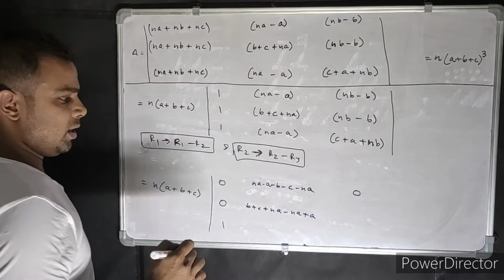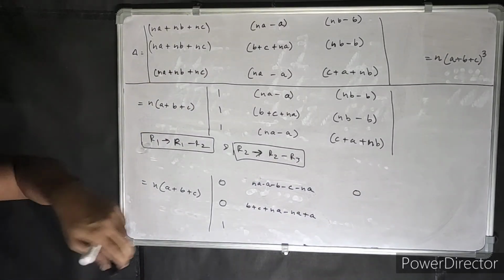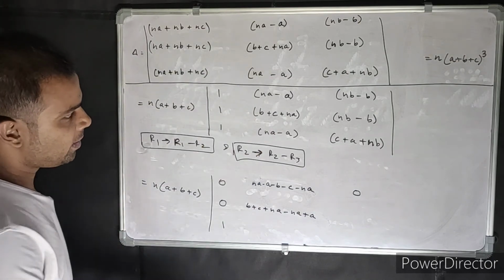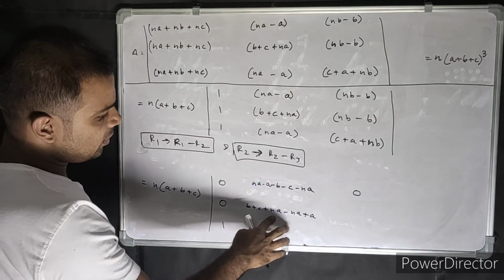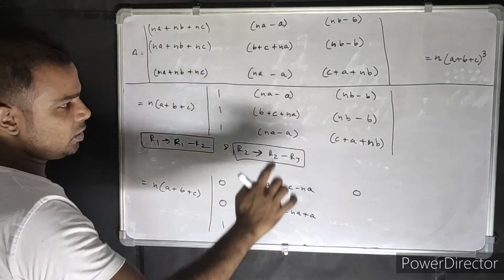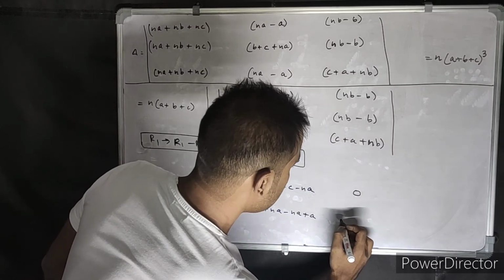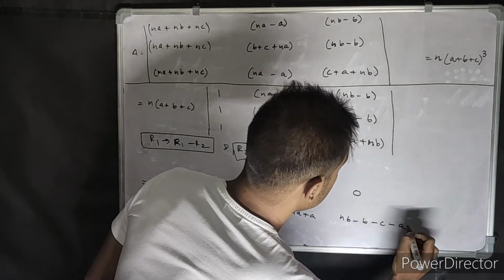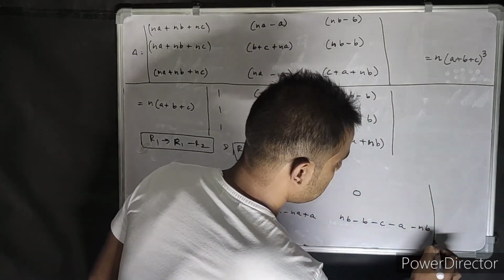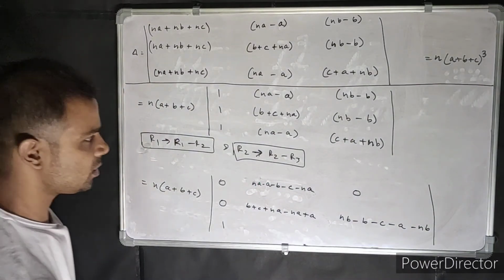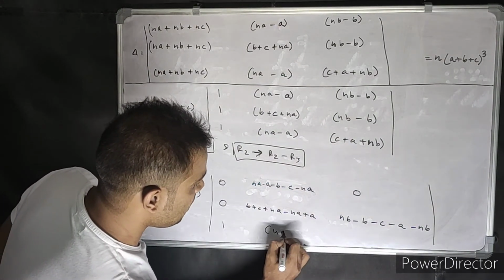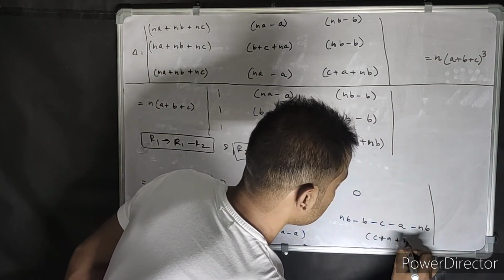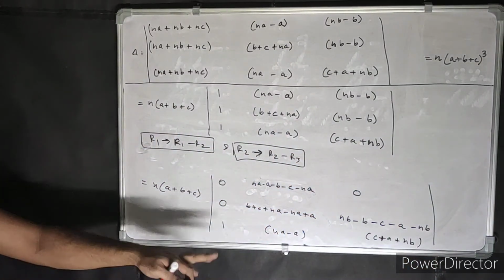NA minus A. Make it like that. NA minus A, this minus this minus this. Okay. Then this one, all positive. This positive. That and that is 0. And from here, what do we have? We have NB minus B minus C minus A minus NB. That is exactly what we need. Okay. The rest is all copied. This is NA minus A and this is C plus A plus NB. Okay. That's all copied.